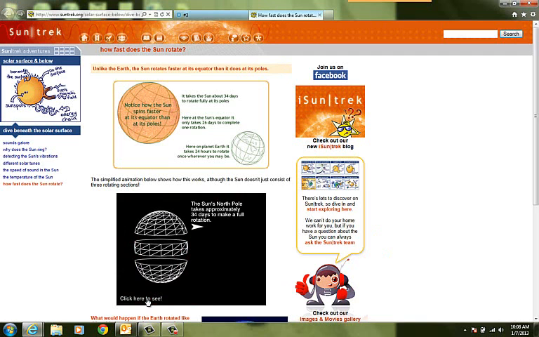Okay, so the sun's north pole takes approximately 34 days to rotate. The sun's equator rotates faster, and the south pole takes approximately 34 days to rotate. So as you can see, the top and the bottom are rotating much slower than the middle.